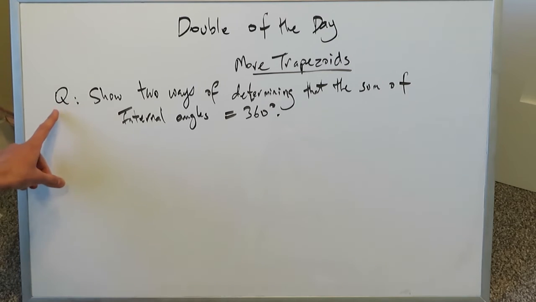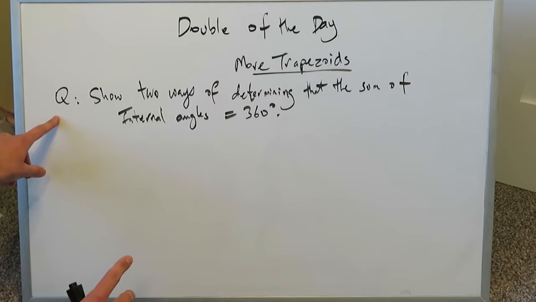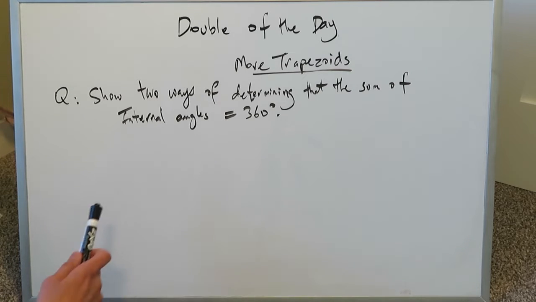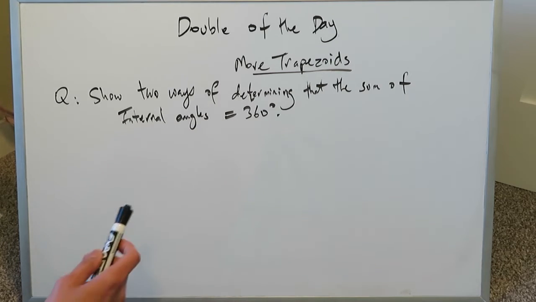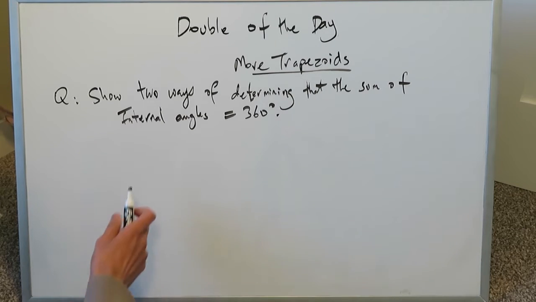In this video, we're looking at one question, but we'll get two questions out of it by doing it in two different ways. Our question is this: we have to show two ways of determining that the sum of internal angles of a trapezoid is always equal to 360 degrees. So let's show you the first method of doing this, and we'll make this fun.